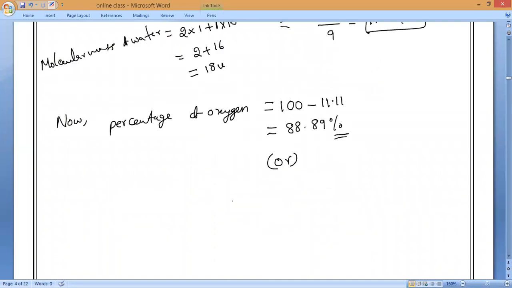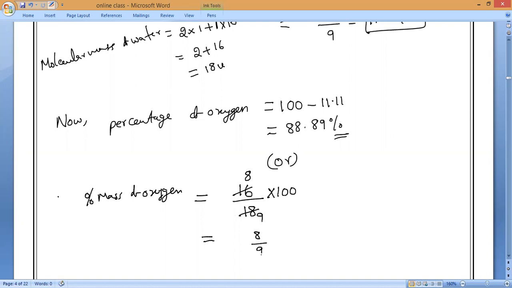How can we solve it the other way? The mass percentage of oxygen is the mass of oxygen, 16, divided by 18, into 100. Is it right or wrong? Now you can solve. 2 8s are 16, 2 9s are 18. So 8 by 9 into 100, which is equal to 800 divided by 9. Solve this, everyone, and you will get the same answer.